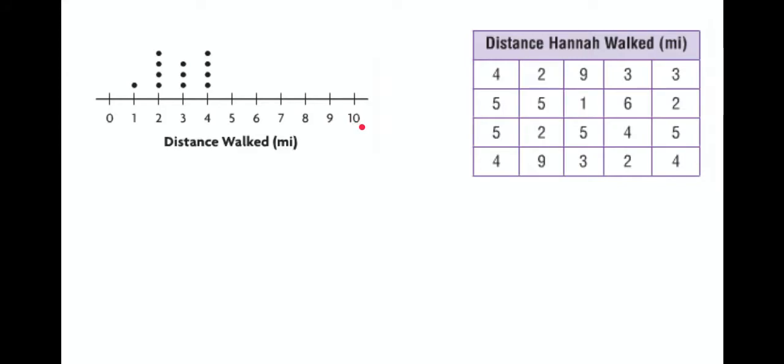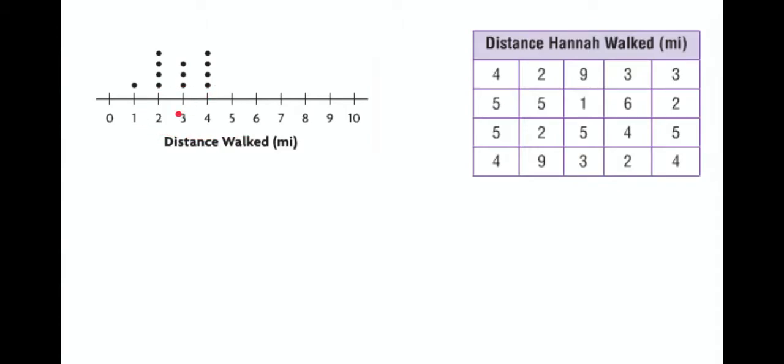Now this is called a dot plot. It's also called a line plot. Maybe you know it as a line plot from 5th grade. We call it a dot plot in 6th grade. It means the same thing. We need to label this bottom. We need to know what these numbers mean. These numbers signify the miles that Hannah walked.